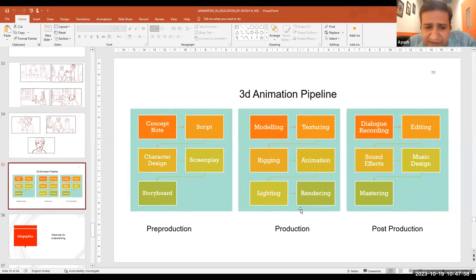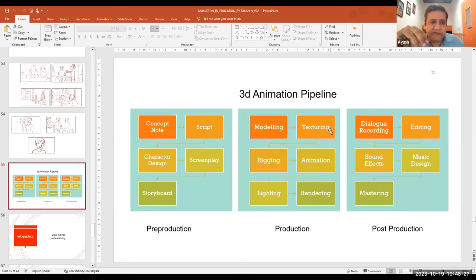Now, in production, what is happening in 3D animation is we start with creating those models. Everything is a 3D model, like we discussed. Then we come to texturing. Texture is what the surface looks like, once we have created a sphere or a box. Look like means how it interacts with the light.